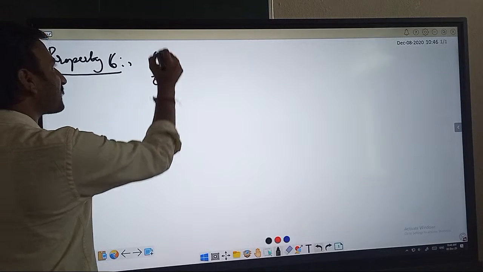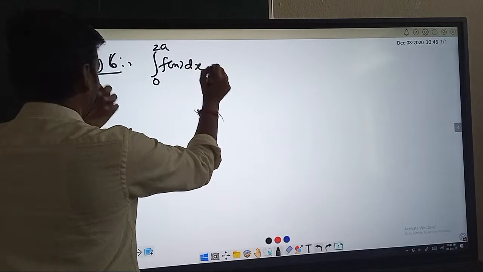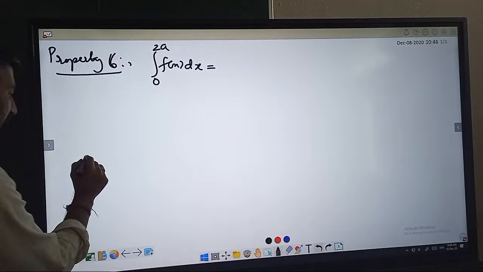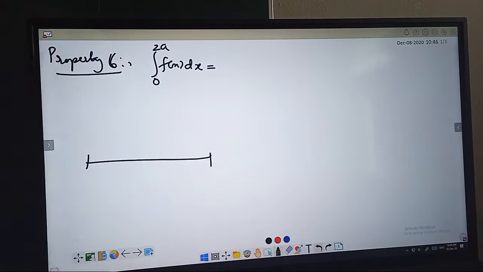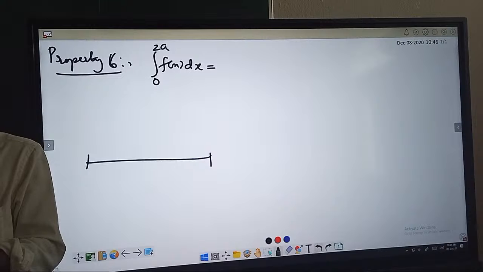Property number 6. Suppose integration from 0 to 2a of f(x) dx. Here there is an interval. Let us consider one interval. Every gap of the interval is a units.